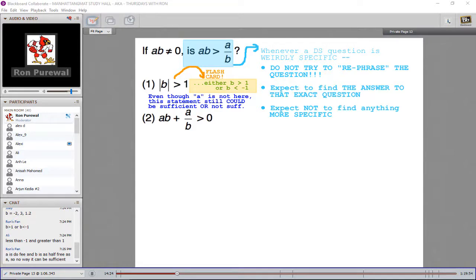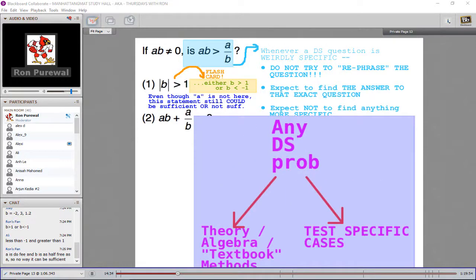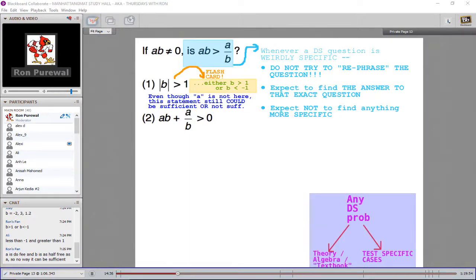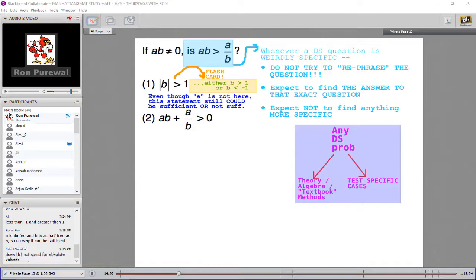Okay. Let's plug in some cases. We're not going to be able to do algebra here, and one thing about data sufficiency that you should also know is that there are basically 2 approaches to it. Either you're going to use some type of algebraic or theoretical approach, or you're going to test cases. It's pretty much all you can do, as opposed to multiple choice problems where you can pick smart numbers, you can back solve, you can do all kinds of stuff like that.